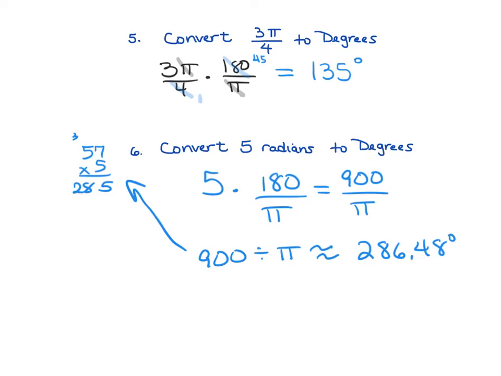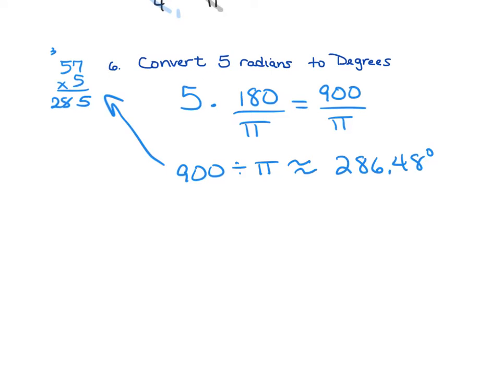And again, if you think about it, 5 radians is down there in quadrant 3, and so is 286. I'm in quadrant 4, sorry. So 5 radians is over here, and so is 286 degrees. Yes?